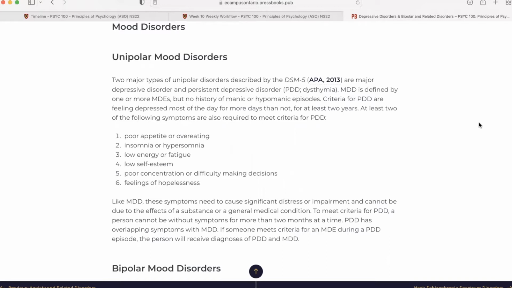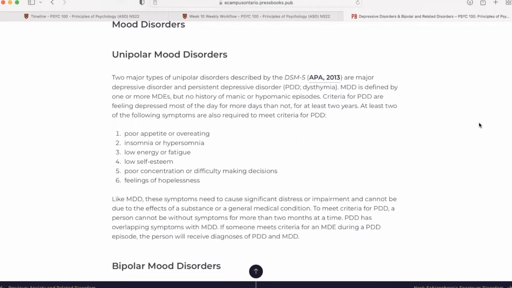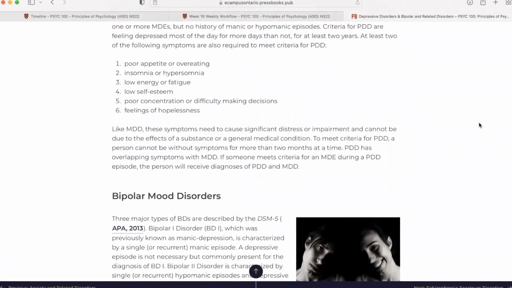At least 2 of the following symptoms are also required to meet criteria for PDD, which is persistent depressive disorder. 1. Poor appetite or overeating. 2. Insomnia or hypersomnia. 3. Low energy or fatigue. 4. Low self-esteem. 5. Poor concentration or difficulty making decisions. And 6. Feelings of hopelessness.